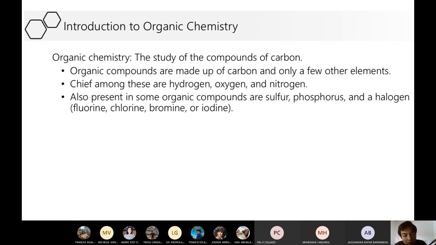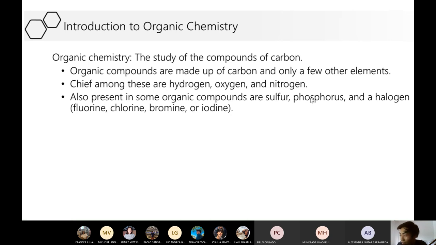Sometimes there are also other atoms in our organic compounds, such as sulfur, phosphorus, and halogens. They sometimes add to the combination of hydrogen, oxygen, and nitrogen. For example, if the organic compound in our hair has sulfur and forms a disulfide linkage, your hair will curl. But if the disulfide linkage, the sulfur-sulfur bond, is lost, it will not curl. That's organic chemistry.